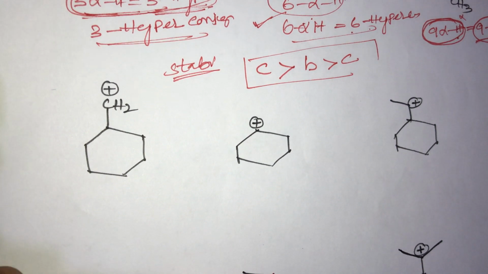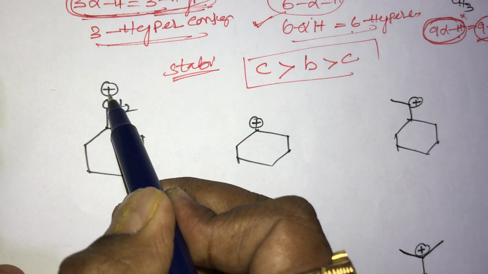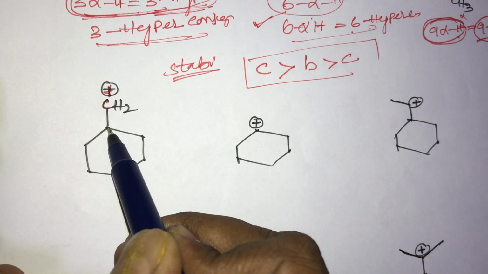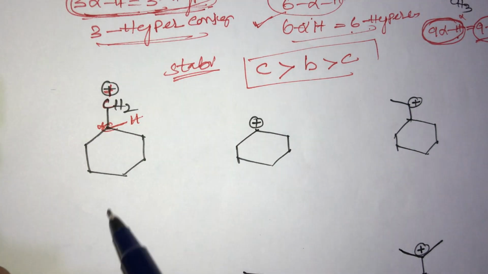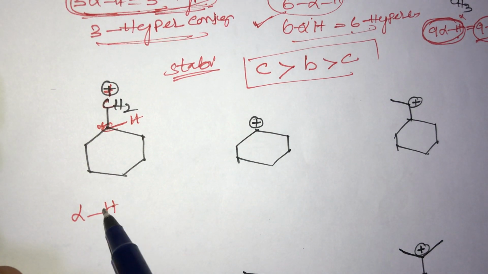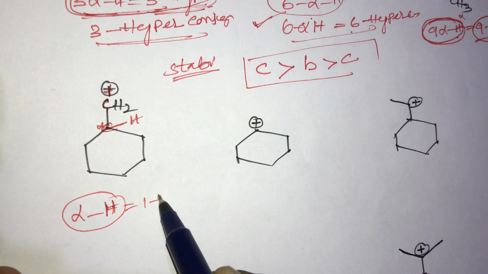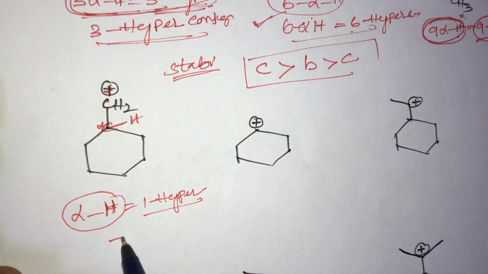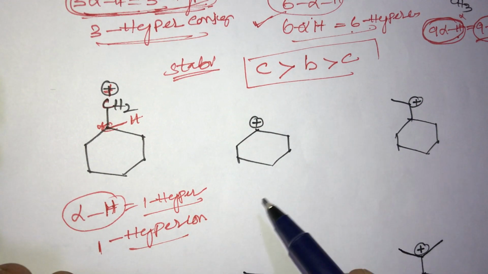Now take the second example. Here is a cyclic compound. The carbon beside the positive charge is the alpha carbon. This alpha carbon has only one alpha hydrogen. This one alpha hydrogen equals 1 hyperconjugate. So the first compound has only one hyperconjugate. Only one hyperconjugate.